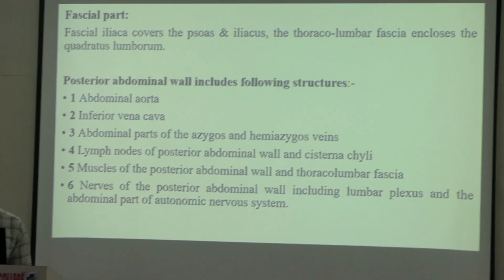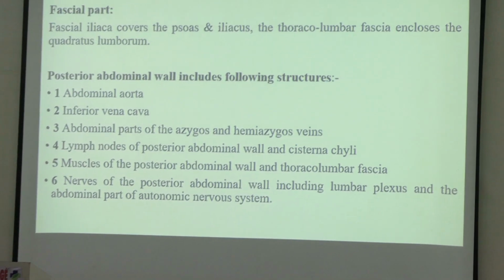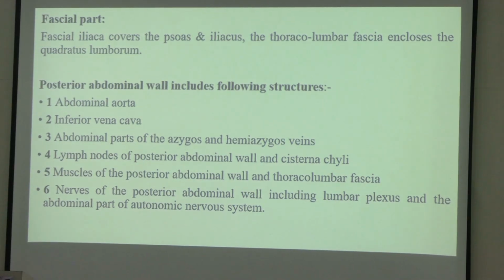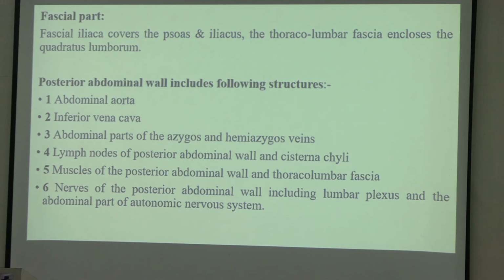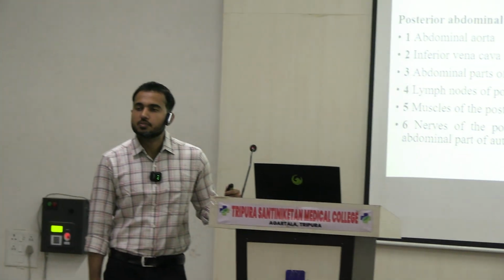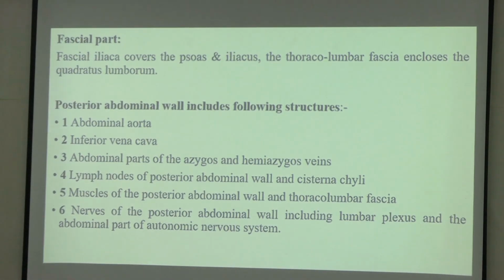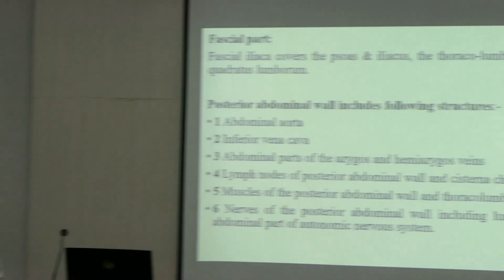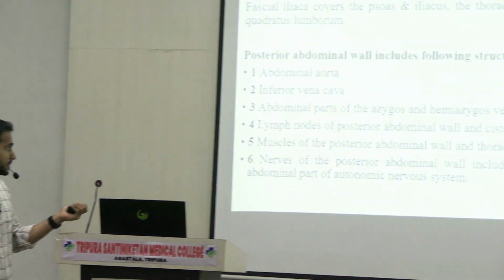Next, in the posterior abdominal wall, the following structures are there. First, I mentioned that in the posterior abdominal wall three components are there: bones, muscles, and fascia. Next are the components, that means what structures are present in the posterior abdominal wall. Here you can see this is the list. Just now I showed you a very complicated diagram, and this is nothing but the list of the structures present over here.